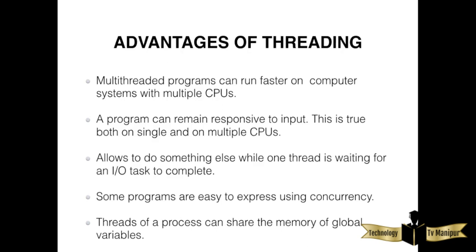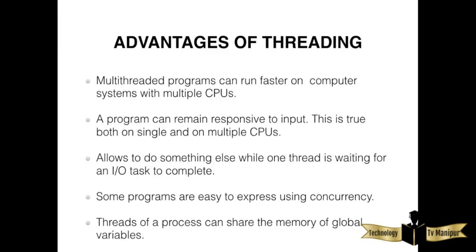The next advantage is some programs are easy to express using concurrency, which leads to elegant solutions. And as a result they are easier to maintain and debug. So some programs or some processes are inherently concurrent in nature.